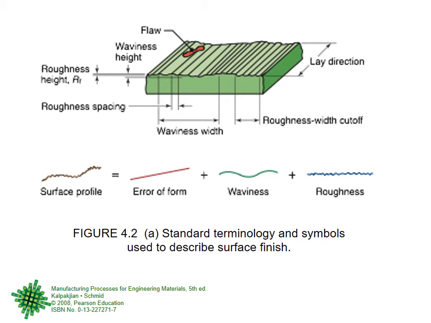And error of form is that the surface preparation by the size of the cutting tool, by the depth of cut and so on, was not very accurate, right? So this is a general description of the different terms, terminology, and their meaning related to the surface of a product.